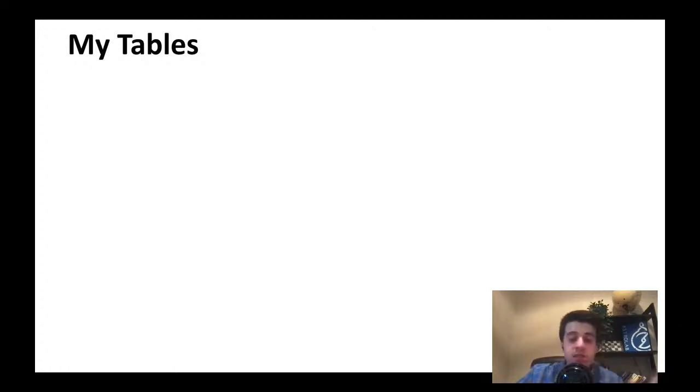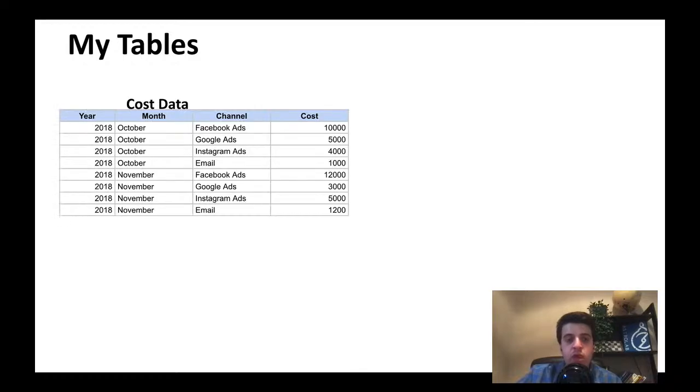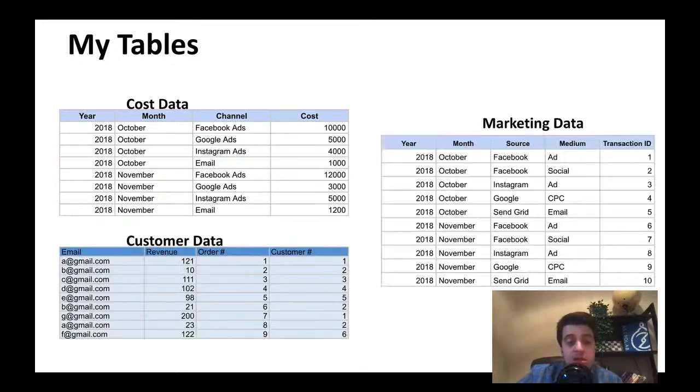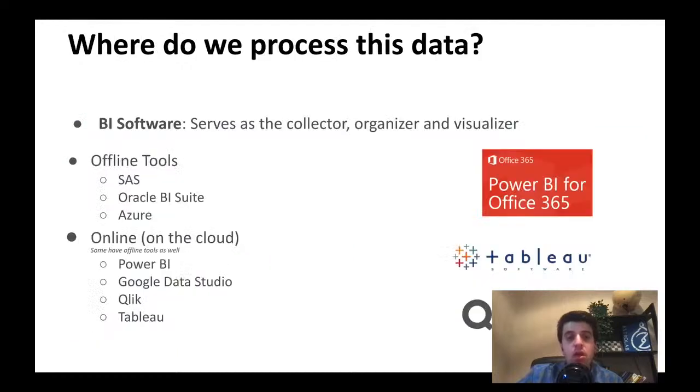Basically, in very simple terms, if I was just using Excel for this, and that's how I recommend people start using data, don't think about complicated tables, think about just Excel or Google Sheets. If I was collecting this data in Google Sheets, it would look something like this, where I would have cost data, customer data, and marketing data. I would have these data sources, and then I would basically have to merge them together into a single source.